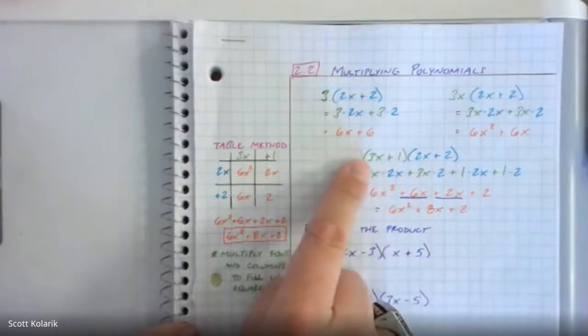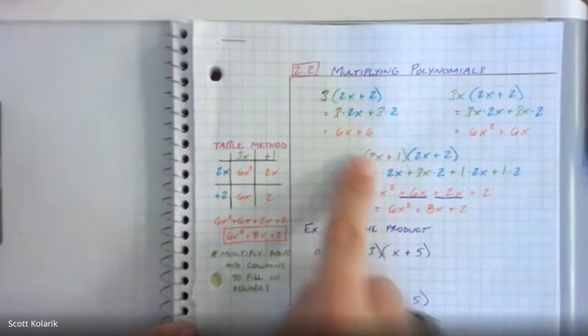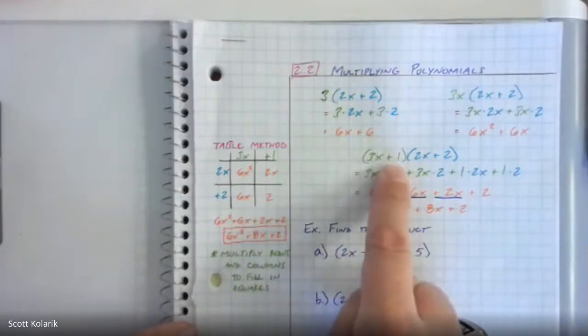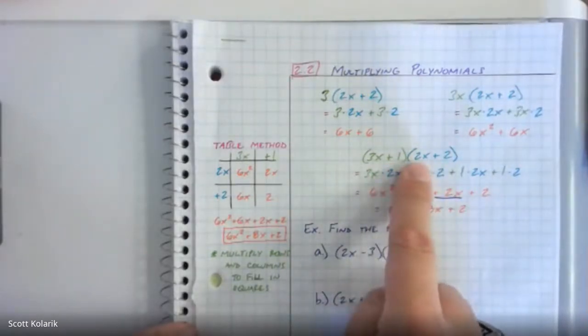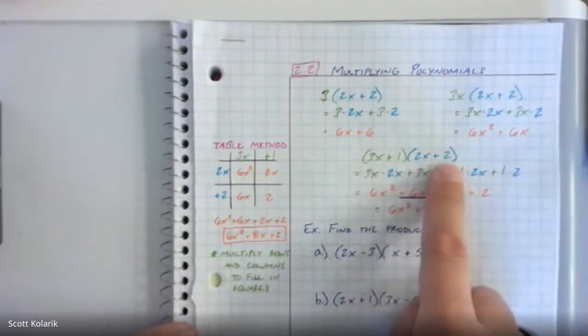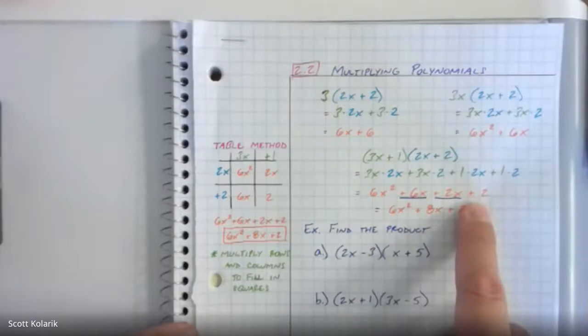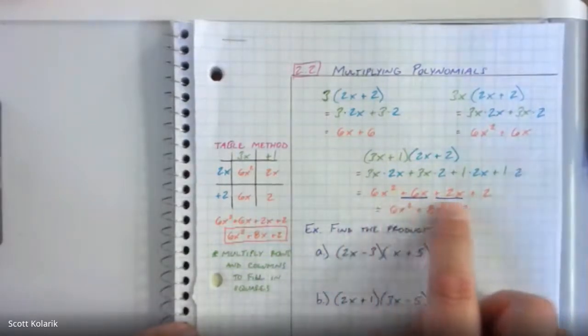So I finished with 3x. I multiplied it by 2x and 2. So 3x is done. But now I have this positive 1 that's going to be multiplied throughout this parentheses as well. Okay, so I have positive 1 times 2x, 2x. Positive 1 times positive 2, positive 2. Right? And so this is the result of that distribution.